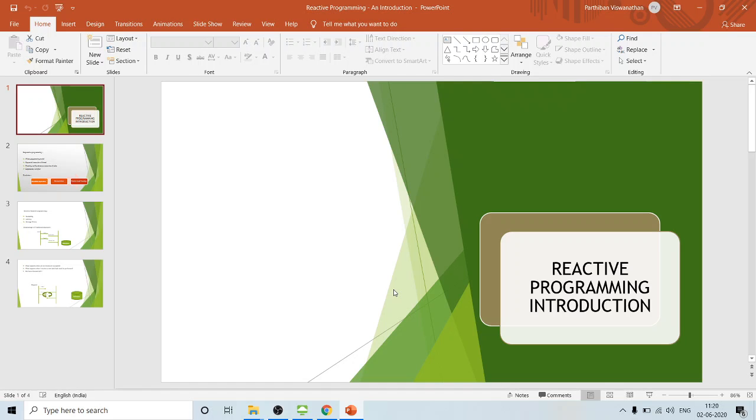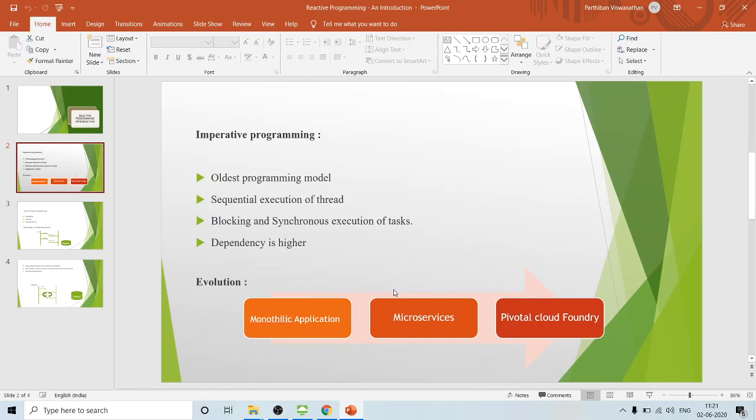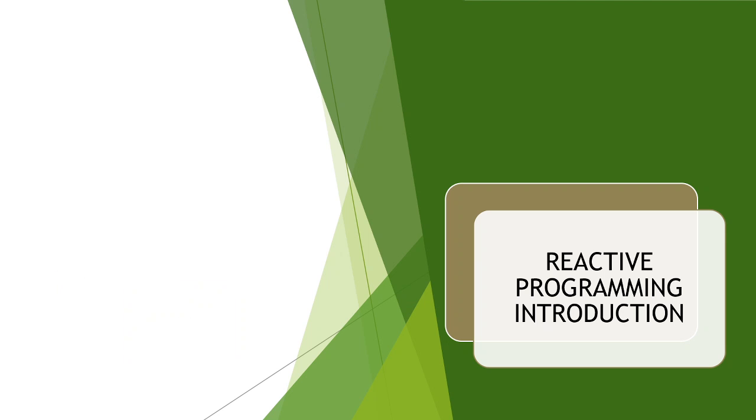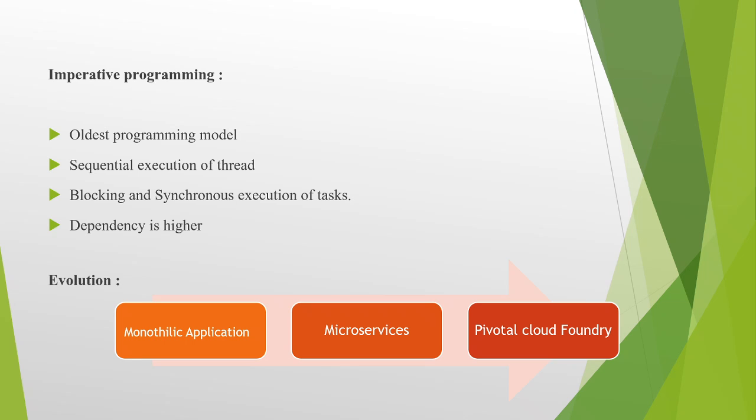How is it possible? First let us learn about the drawback of our existing application. Imperative programming is the oldest programming model. What is the drawback? It is a sequential execution of threads. My threads get executed one after the other, and it is also blocking. The main point here is that they are synchronous, so the dependency would be higher. If one particular module is interdependent on another and this module fails, then both the modules will not run.